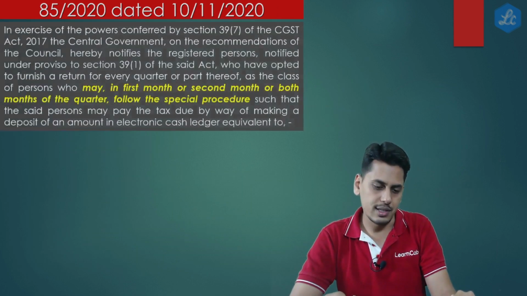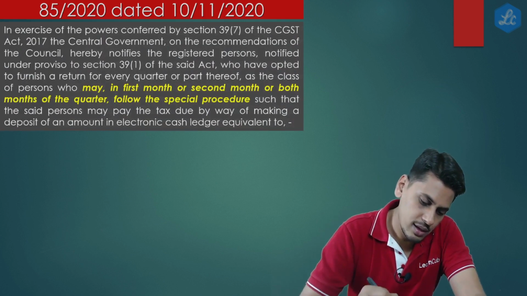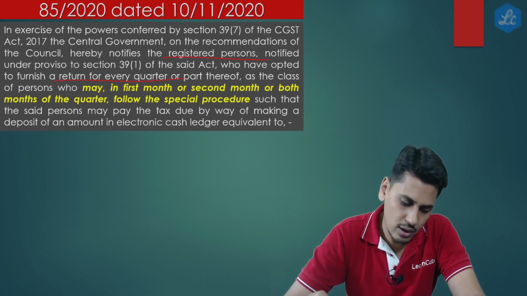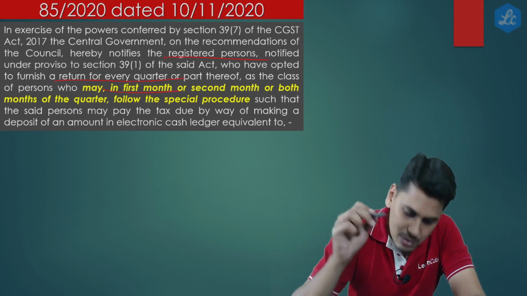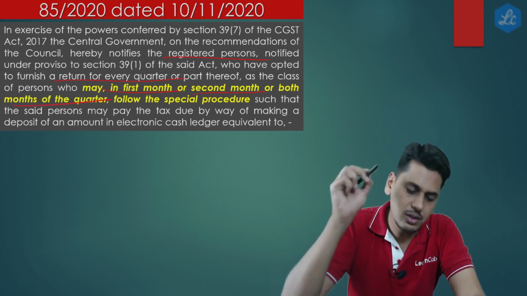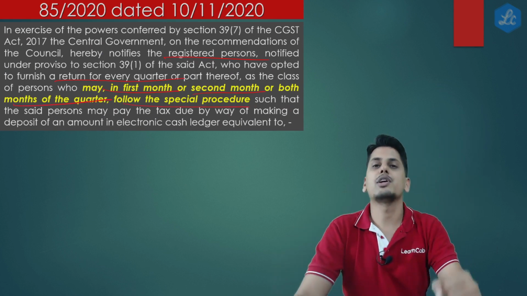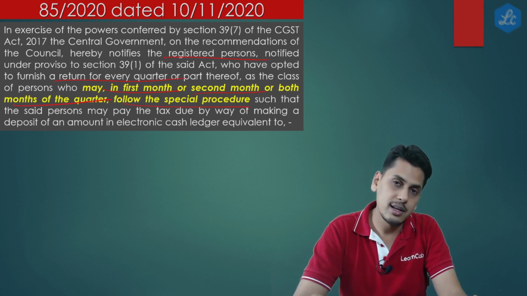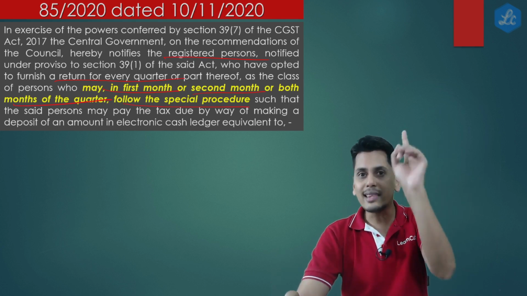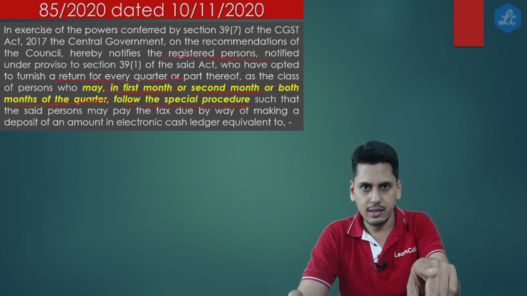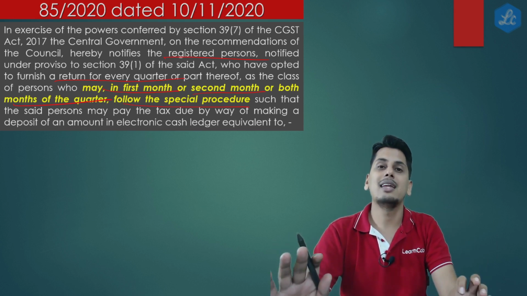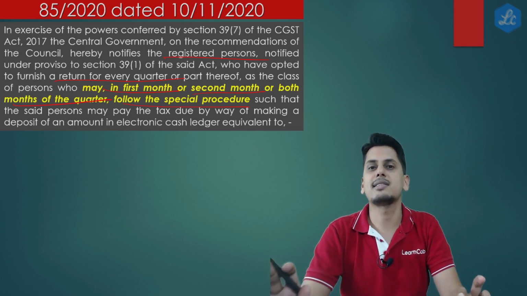What does the notification say? The notification tells you that registered persons who have opted to furnish a return for every quarter or part thereof may, in the first month or second month or both months of the quarter, follow the special procedure. So friends, the notification is giving me a discretion. In whichever month I want, either in the first month or in the second month or in both the months, I am at liberty to choose this fixed sum method.